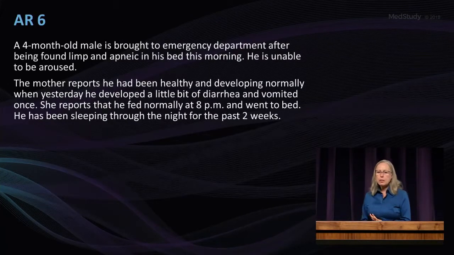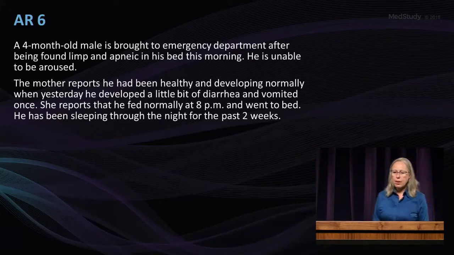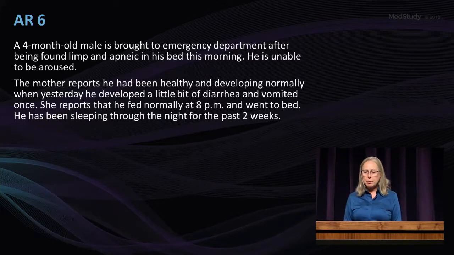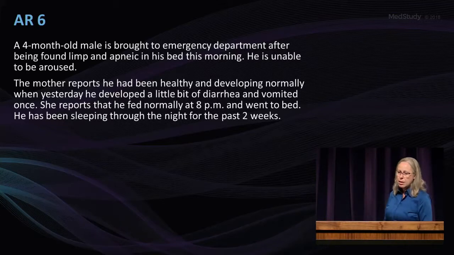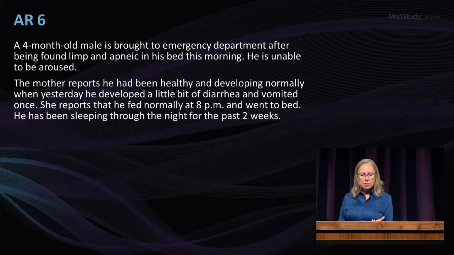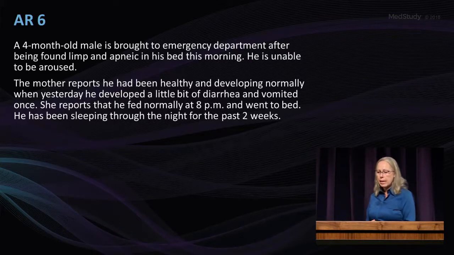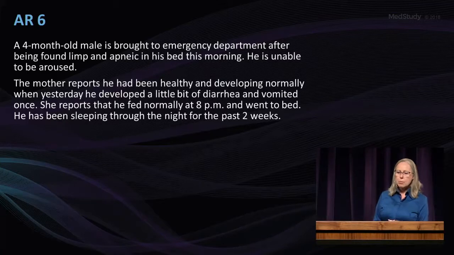All right, a 4-month-old male is brought to the emergency department after being found limp and apneic in his bed this morning. He is unable to be aroused. Mom reports that he'd been healthy and developing normally. Yesterday he developed a little bit of diarrhea and vomited once. She reports that he fed normally at 8 p.m. and went to bed. He's been sleeping through the night for the past 2 weeks.